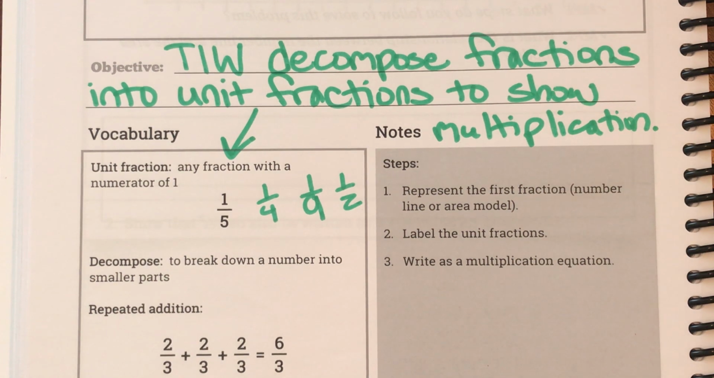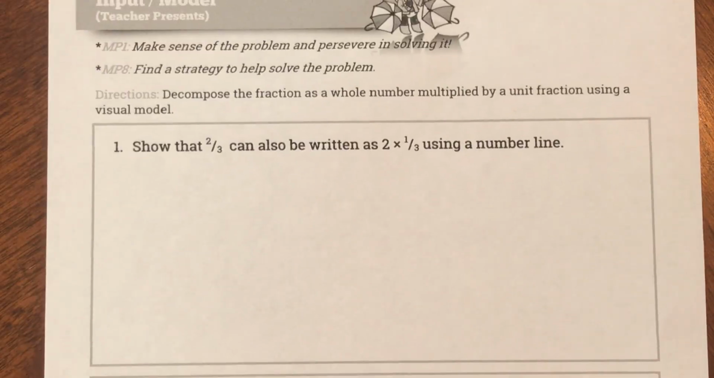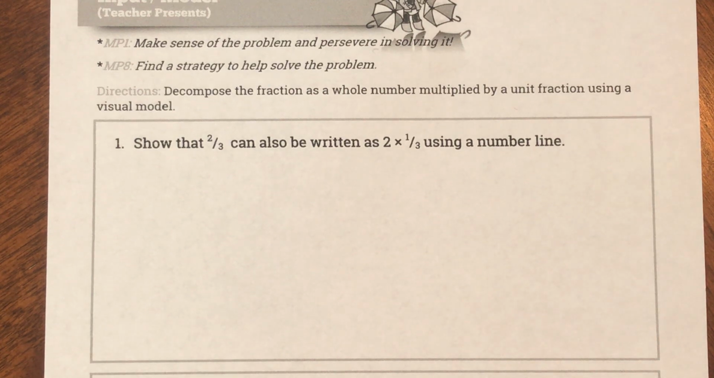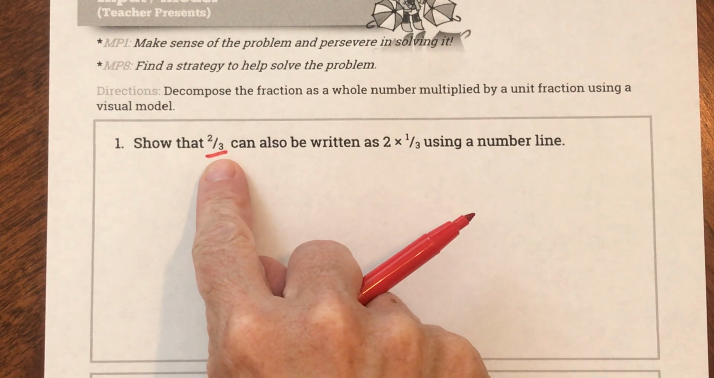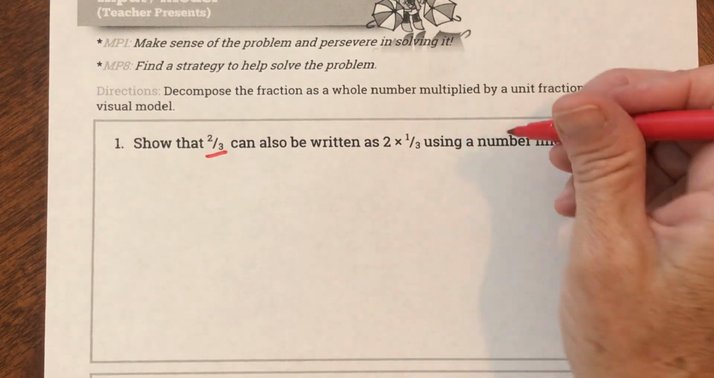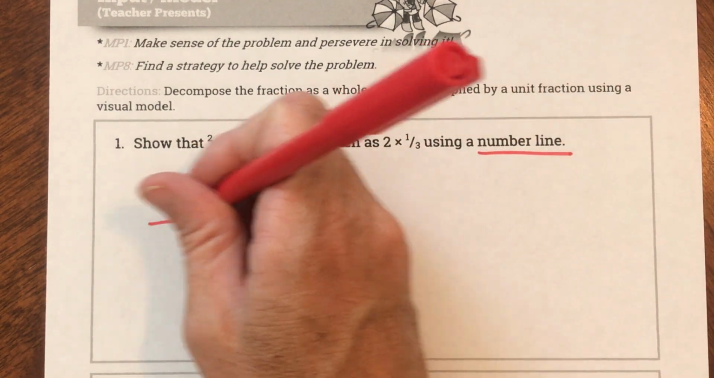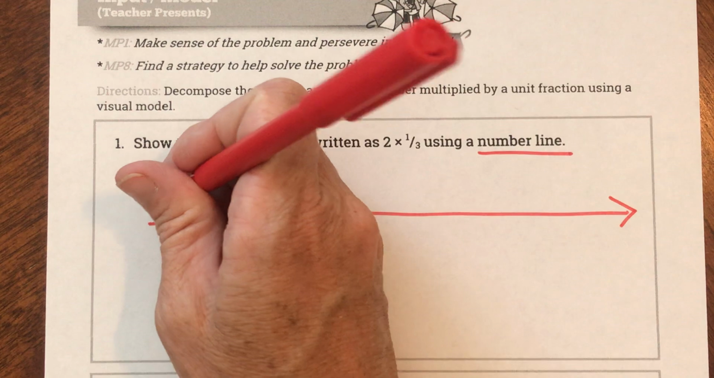Okay, so I'm going to get started on my first one. My first problem says, show that 2/3 can also be written as 2 times 1/3 using a number line. My steps say that I'm going to represent my fraction. Because they told me I have to use a number line, I'm going to show what 2/3 on a number line looks like.